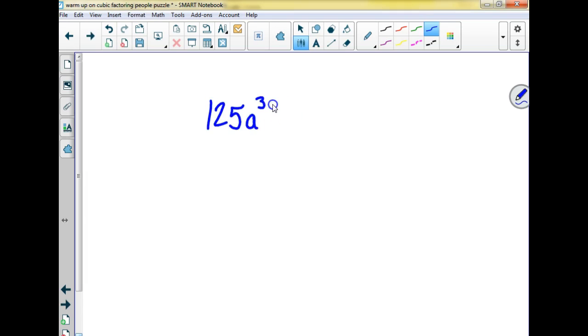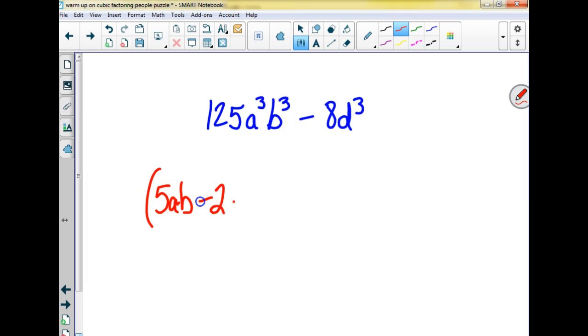But if we had 125a cubed, oh, what if I throw a b cubed in there? Minus 8d cubed. Could anybody try that one? What is the cubed root of that mess? That's going to go in the first parenthesis. This is an example. Good job. And the second parenthesis? 25. Good job.